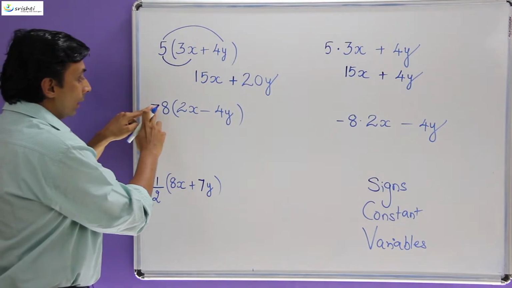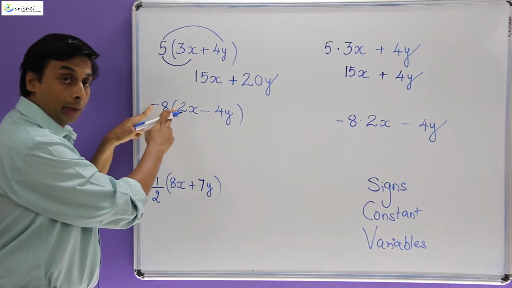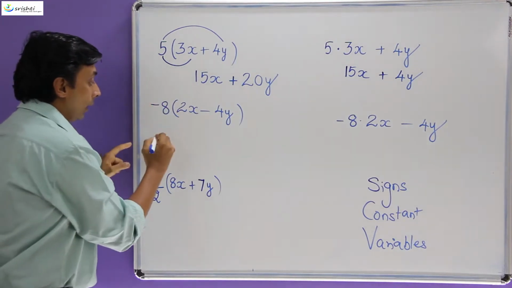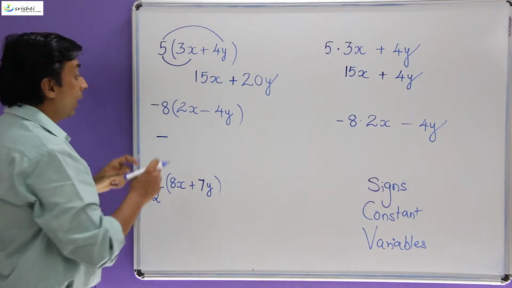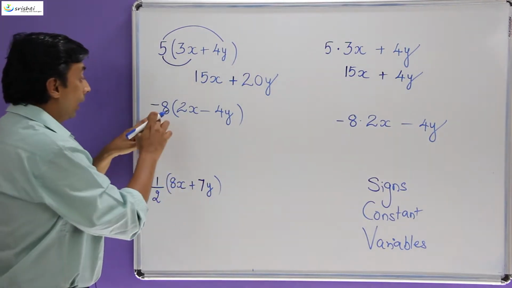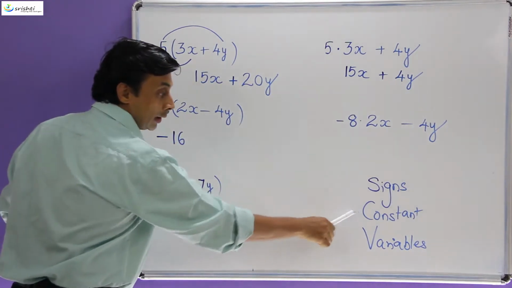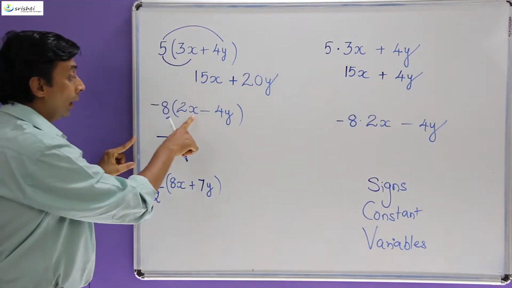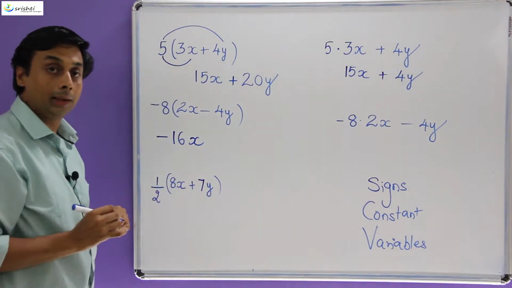A minus multiplied with a plus. So 2x, the sign of 2x is positive. So minus into plus is minus. So we have evaluated the sign first. Then let's evaluate the constant. 8 multiplied by 2 is 16. So that's your constant part. And then find out the variable. So you have the variable as x over here, right?